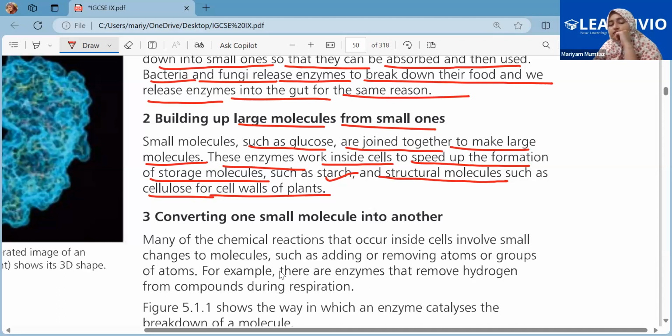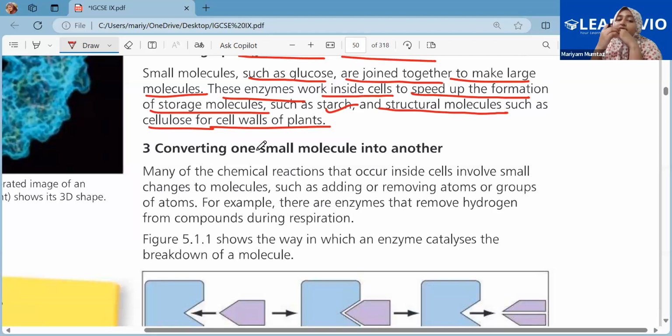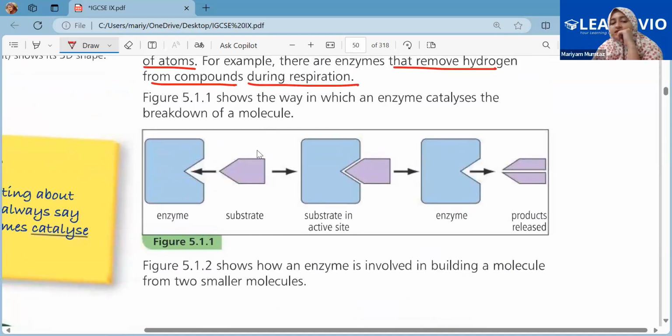Clear? And the third way by which the enzymes act is converting the small molecule into another molecule. Many of the chemical reactions that occur inside cells involve small changes to the molecule, such as adding or removing atoms or groups of atoms. For example, there are enzymes that remove hydrogen from compounds during respiration. So here, the enzyme is responsible for changing the molecule and the product that is formed is a completely new thing. So this is how it happens.